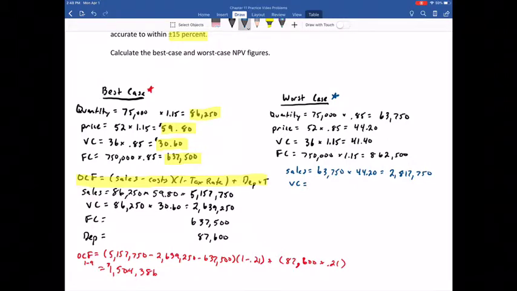Variable cost would be the 63,750 units, the lowest possible units, multiplied by the highest variable cost, $41.40. I would have variable costs equal to $2,639,250. And then I have my fixed cost, which is what we already calculated to be $862,500, and the depreciation amount does not change. That was given in our information. Depreciation is still the $87,600.